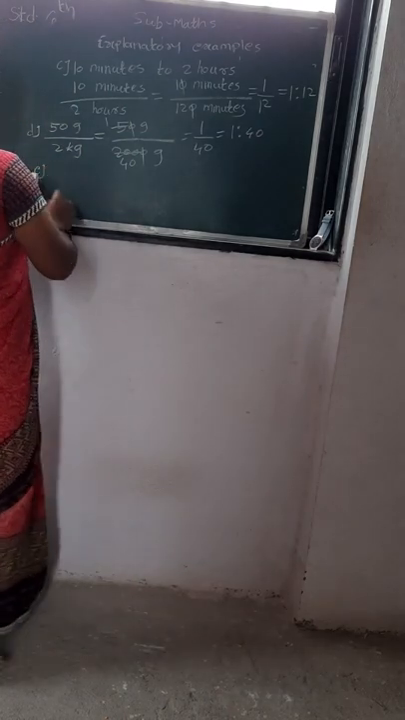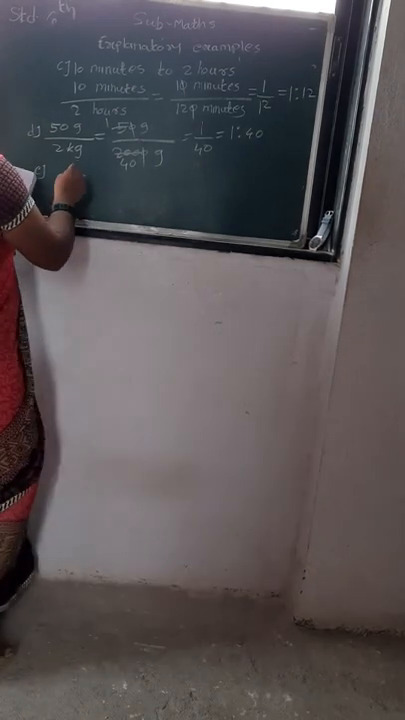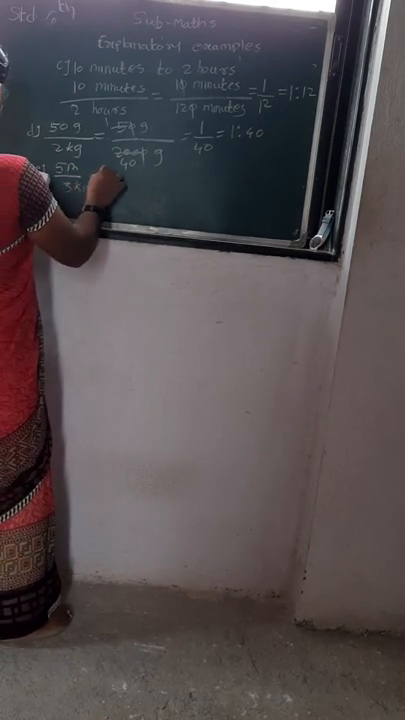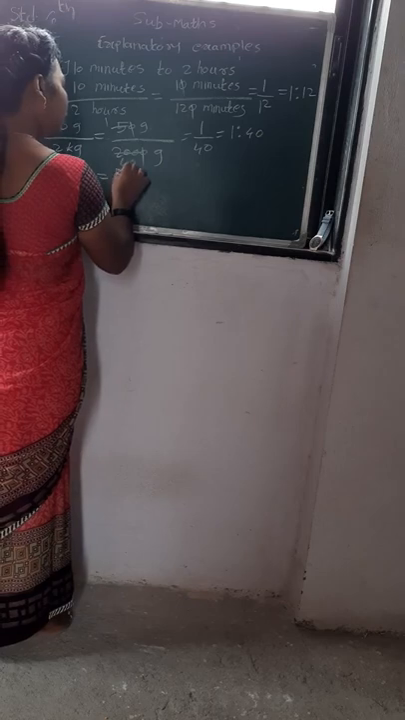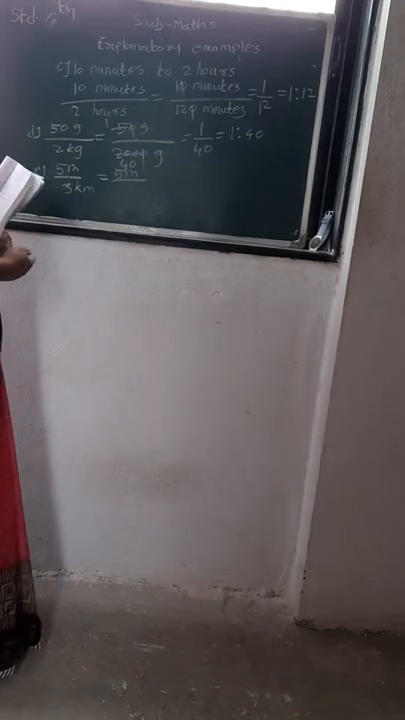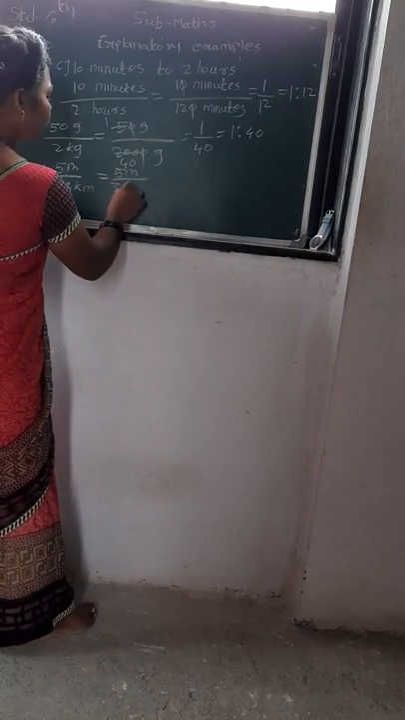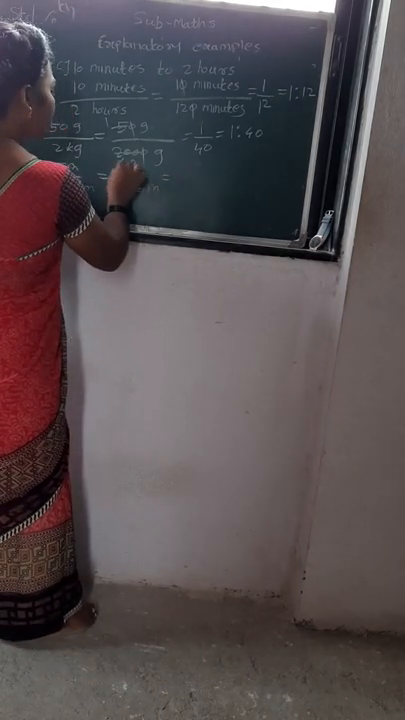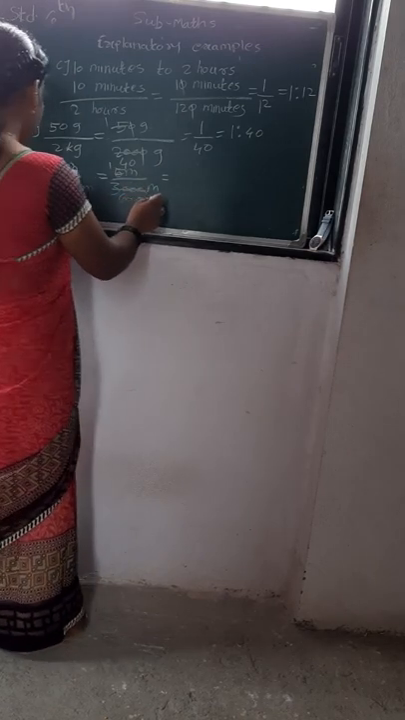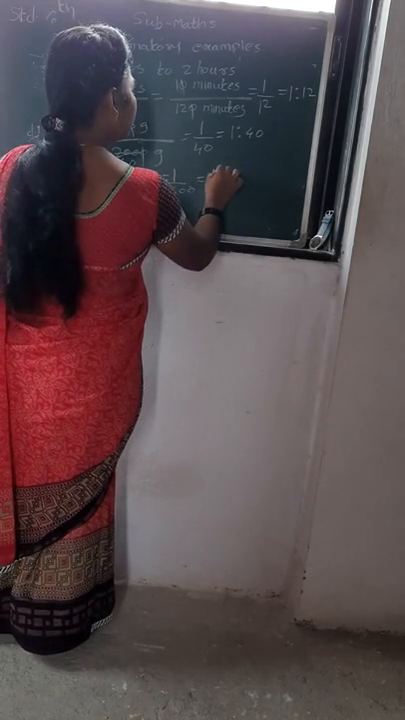Next ratio is 5 meter divided by 3 kilometer. In similar way, we convert both into meter. 1 kilometer is equal to 1000 meter. Then 3 kilometer is equal to 3000 meter. 5 1s are 5, 5 6s are 30, 5 0s are 0, 5 0s are 0. Ratio is 1 upon 600 or 1 to 600.